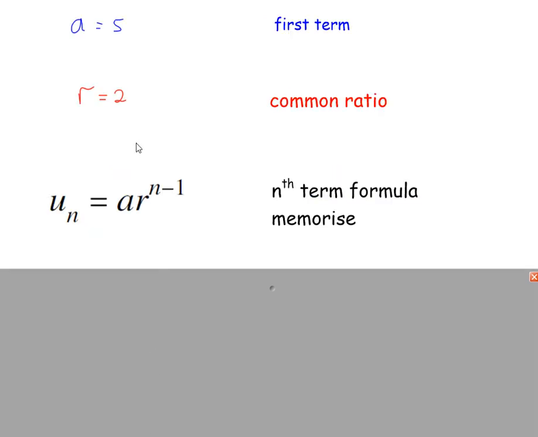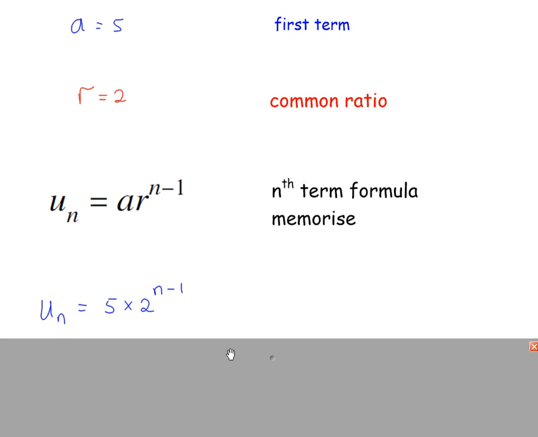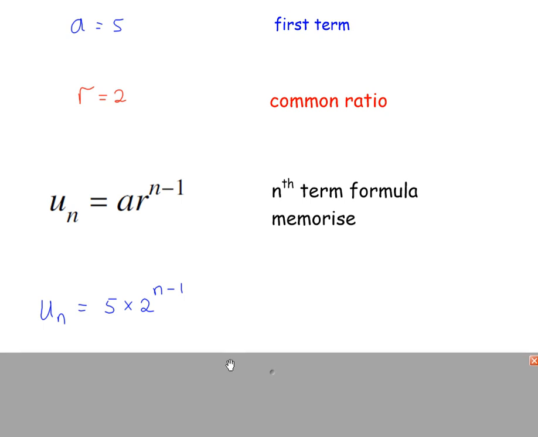This is the nth term formula for a geometric sequence, and it needs to be memorized. It's not given in a formula book. If we substitute in a equals 5 and r equals 2, where n is the term number, like n equals 1 is the first term, n equals 2 is the second term, and so on, we get this nth term formula for the sequence above.